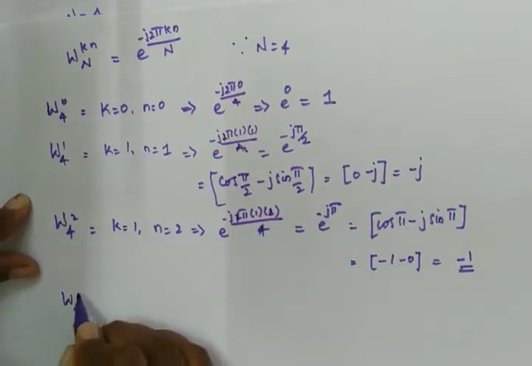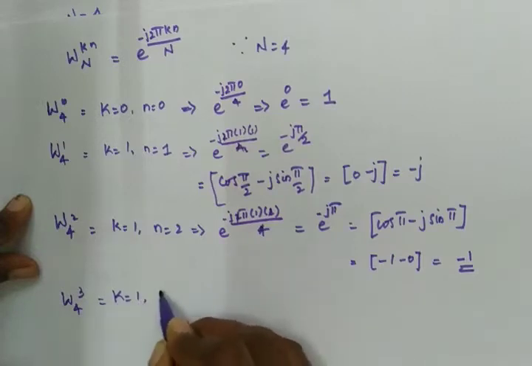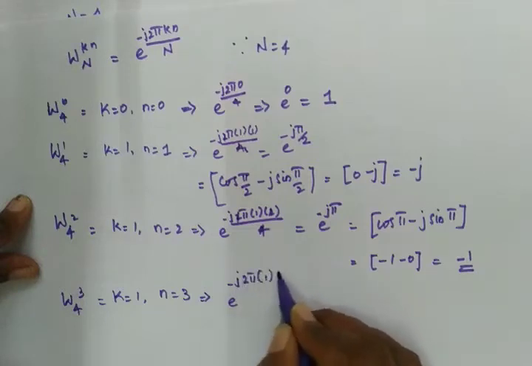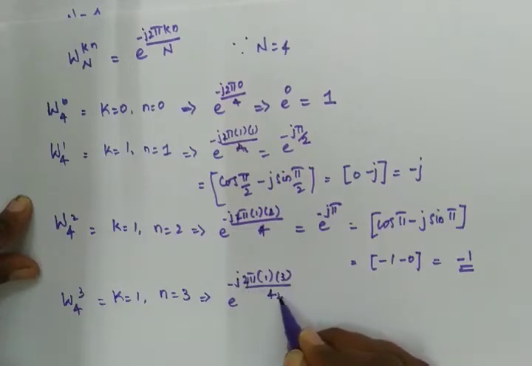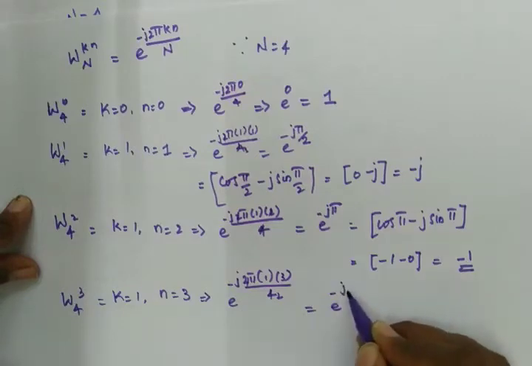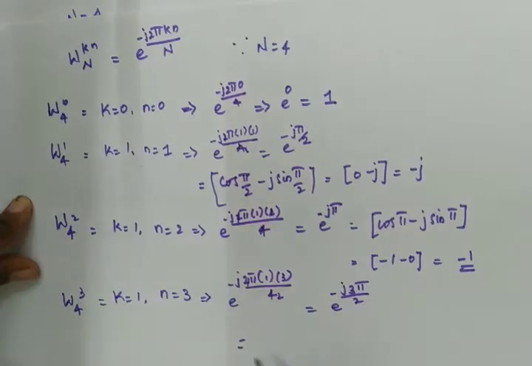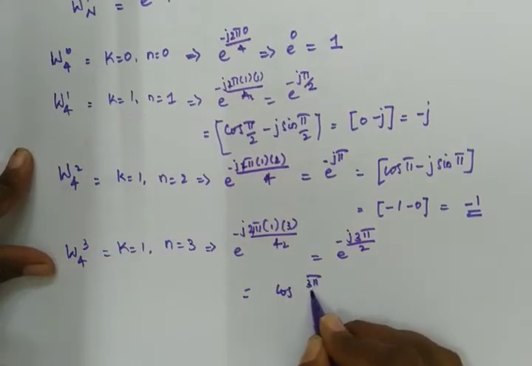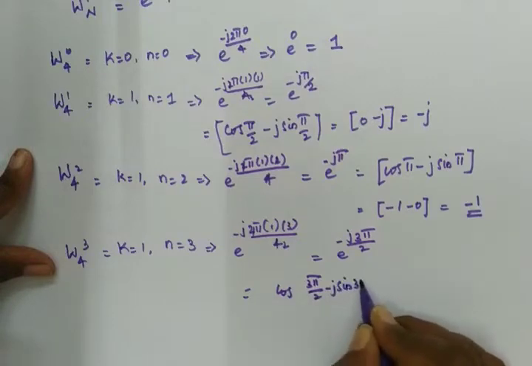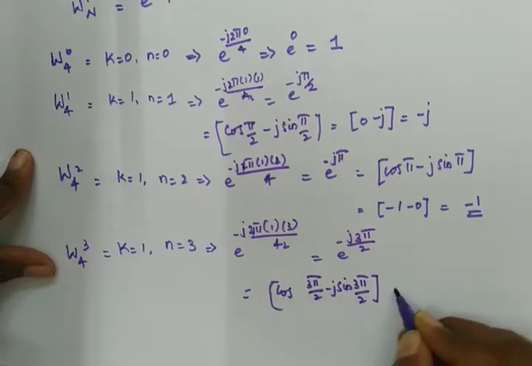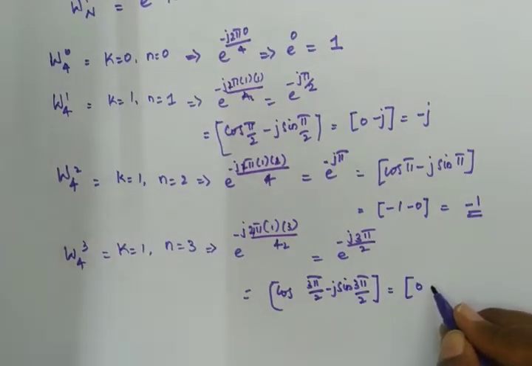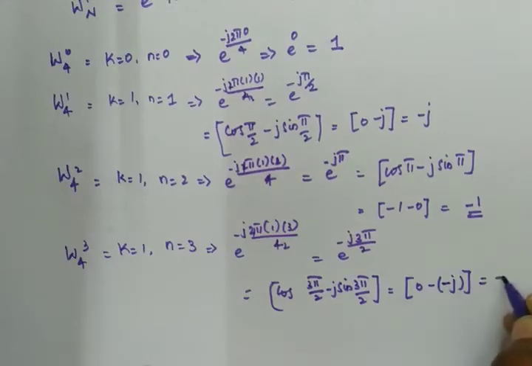Now W4 power 3: k is equal to 1, n is equal to 3. Now substitute this value e power minus j 2 pi into 1 into 3 by 4. Therefore it is equal to e power minus j 3 pi by 2. Therefore it is equal to cos 3 pi by 2 minus j sin 3 pi by 2. Cos 3 pi by 2 is 0, since 540 divided by 2 is 270. And minus, this is minus j, therefore it is equal to plus j.